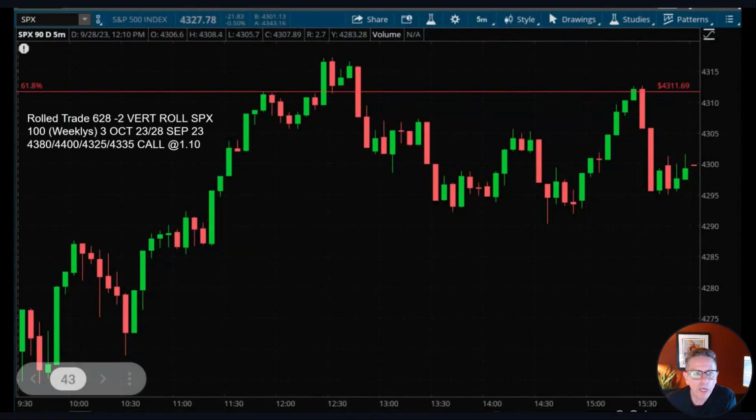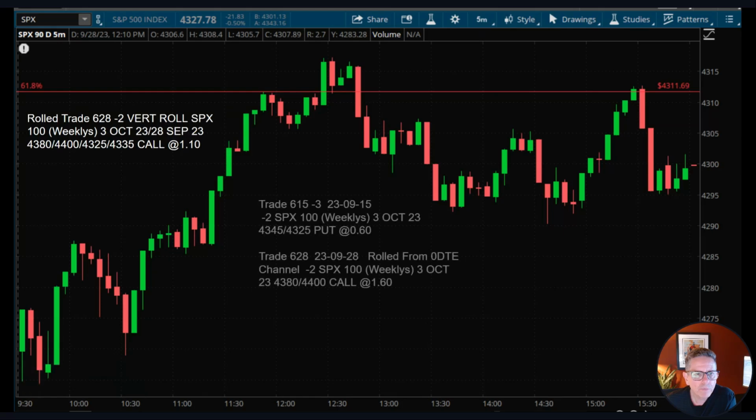So now we rolled this position, the call spread, and we got it for $1.10. And then we put on the put spread, this was rolled, okay, so it's $1.60 here that we put on. And so now we have a premium of 3.9.